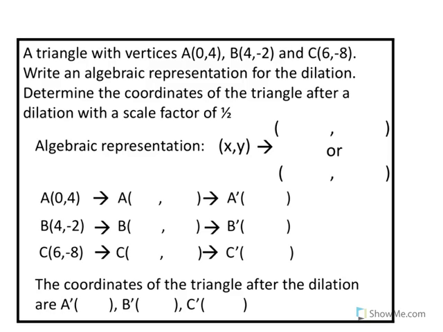Okay, so we have a triangle with vertices A located at 0, 4, B located at 4, negative 2, and C, which is located at 6, negative 8. We need to write an algebraic representation for the dilation. Then we're going to determine the coordinates of the triangle after a dilation with a scale factor of 1/2. And because my scale factor is between 0 and 1, I know that this is a reduction.